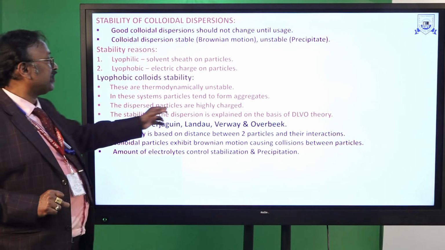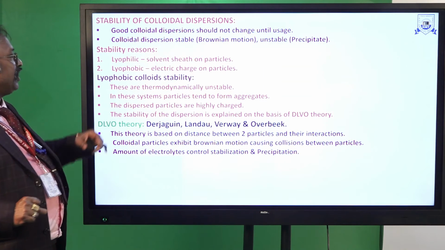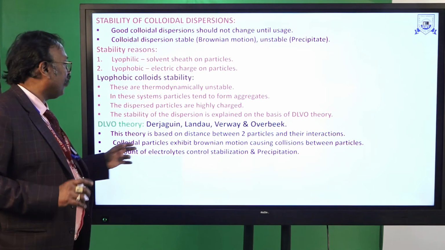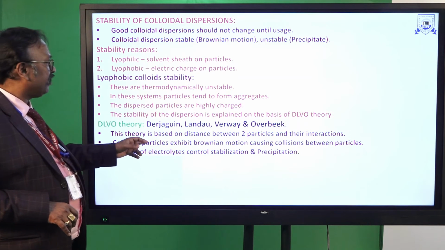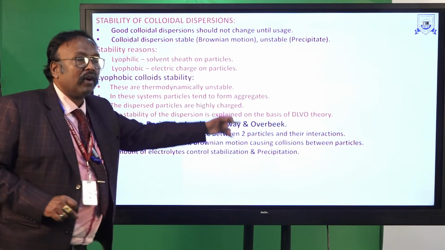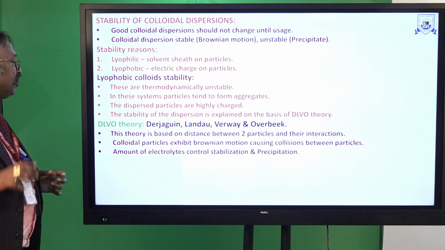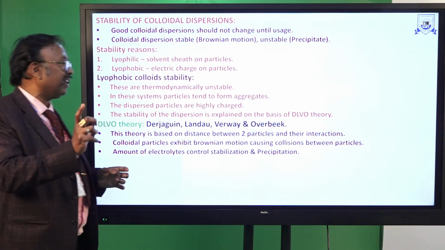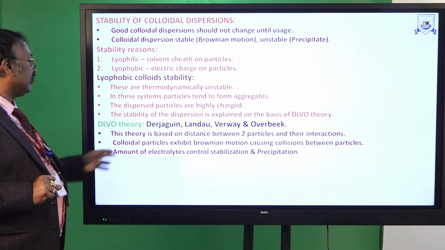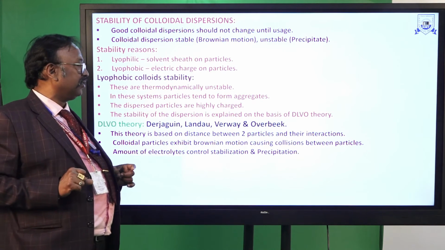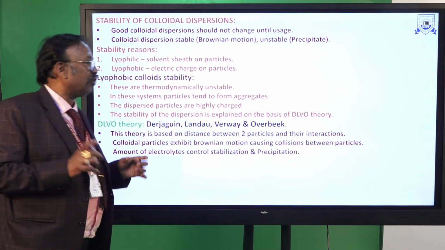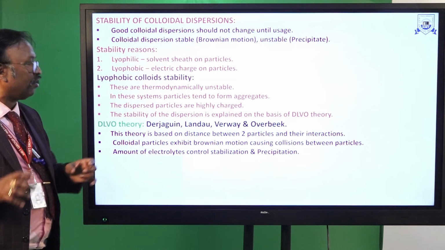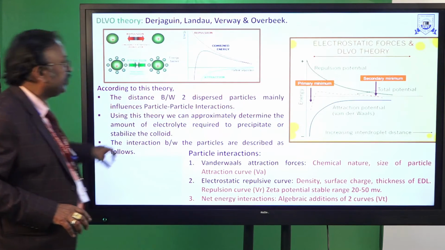These dispersed particles are highly charged, and the stability of the dispersion medium is explained by DLVO theory. DLVO stands for Derjaguin, Landau, Verwey, Overbeek theory. This theory is based on the distance between two particles, and gives their interaction. The colloidal particles exhibit Brownian movement or Brownian motion, causing collisions of particles. The amount of electrolyte present controls stabilization and precipitation.